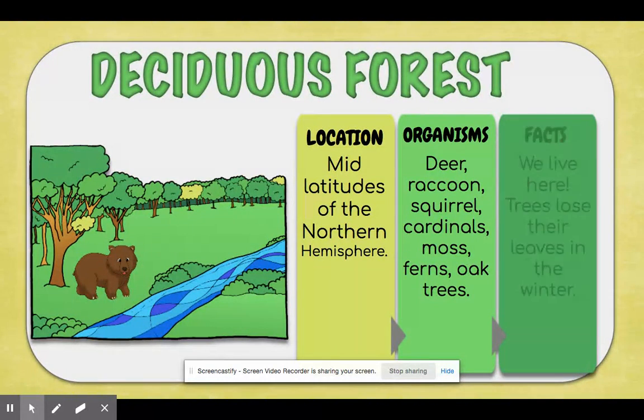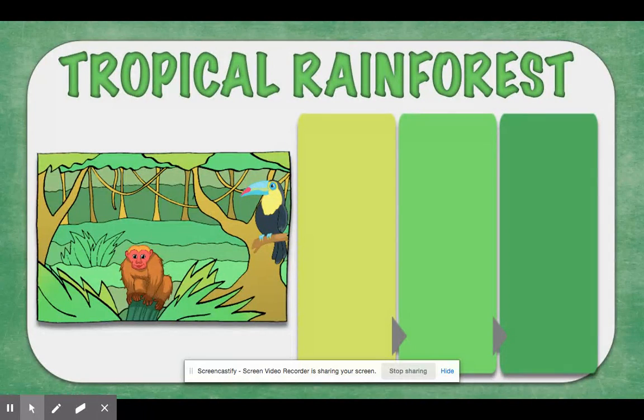We have 4 different seasons. The trees lose their leaves. We really get to experience the best of both worlds when it comes to experiencing all the different temperatures versus it always being really hot or really cold. So we live in a very diverse biome.